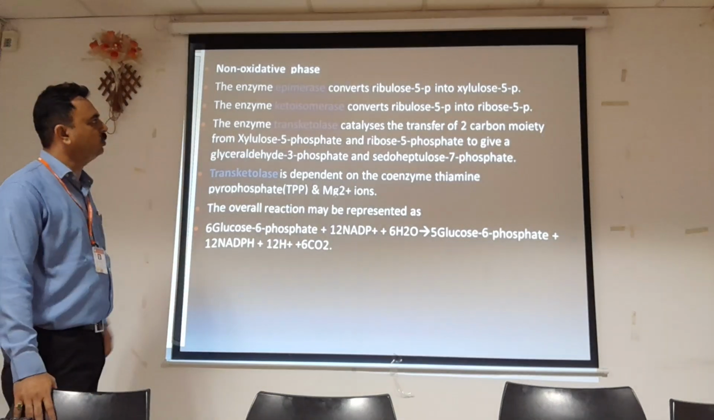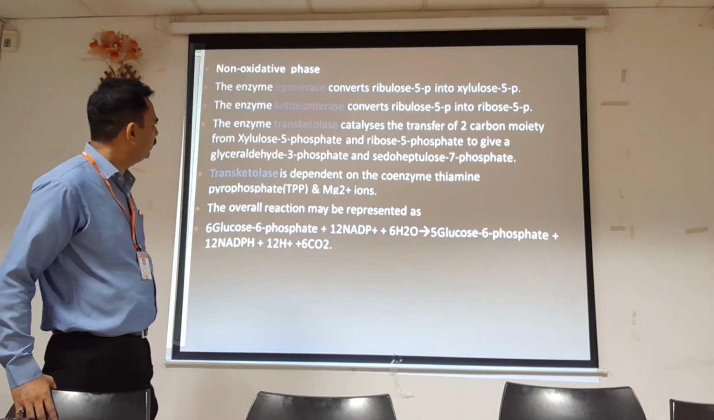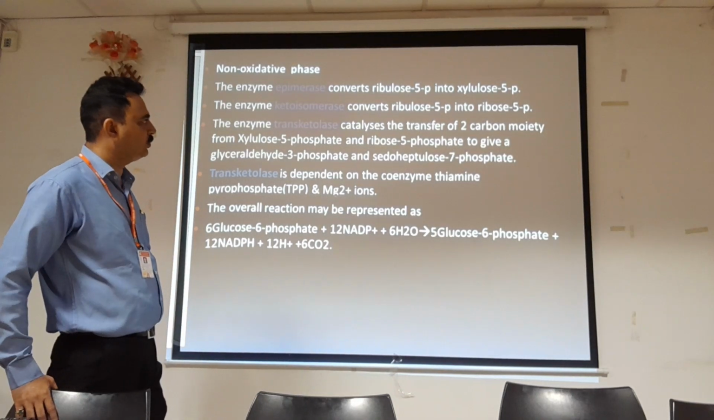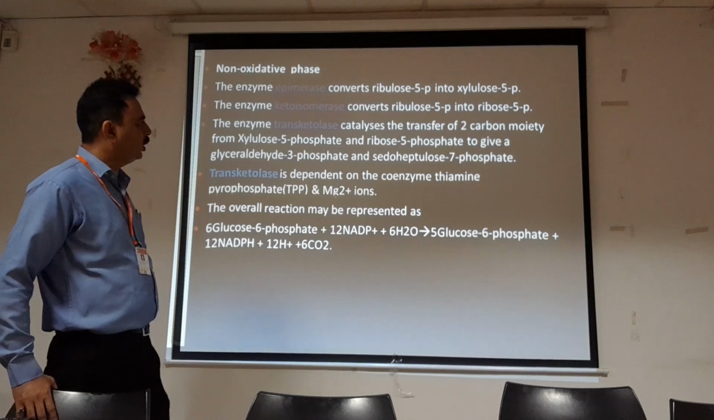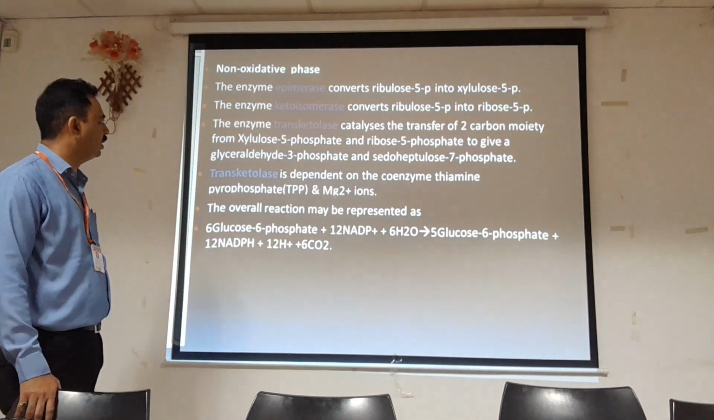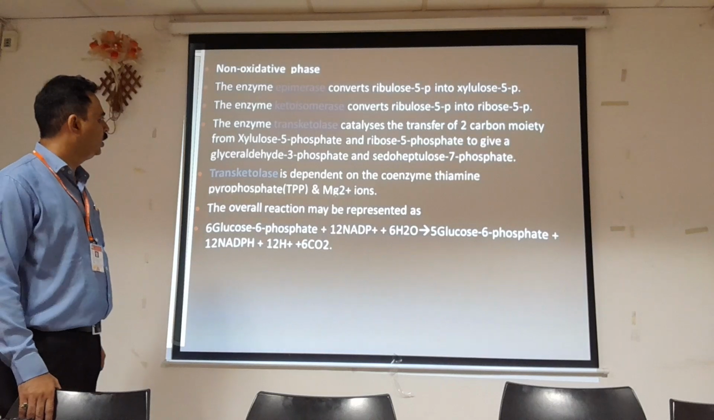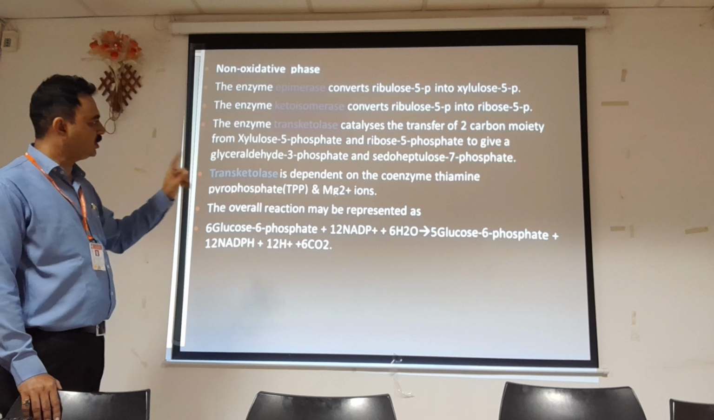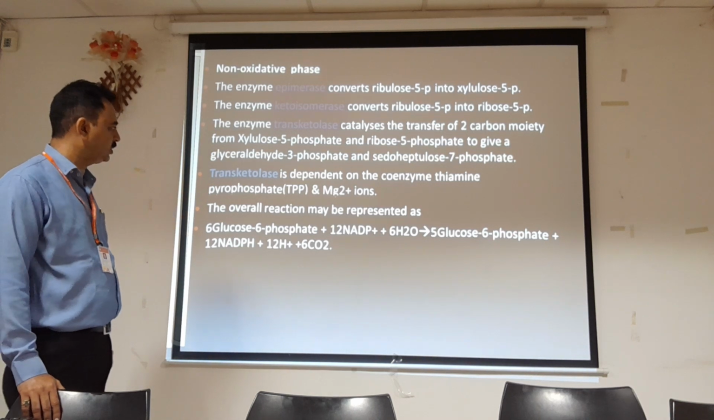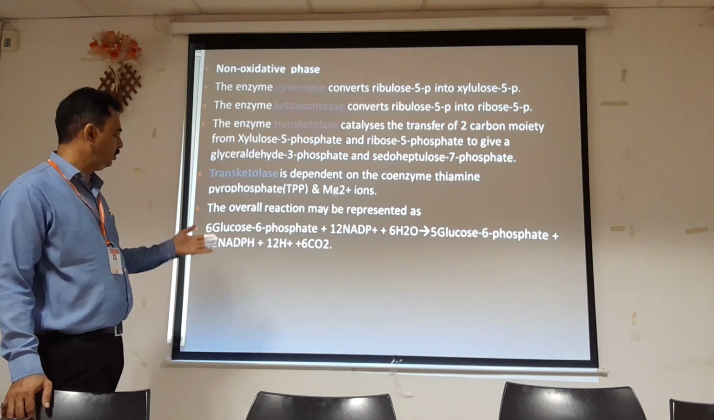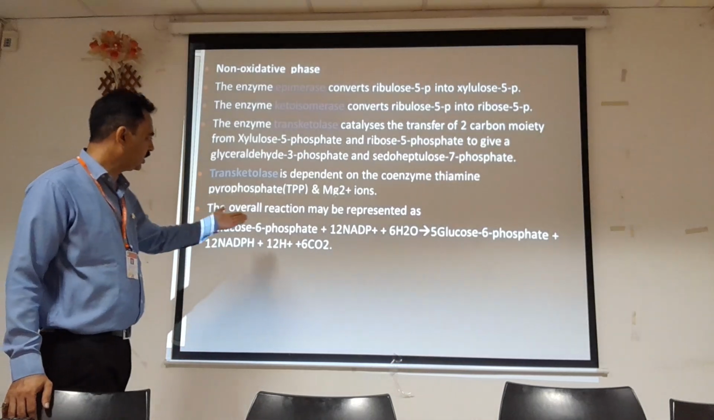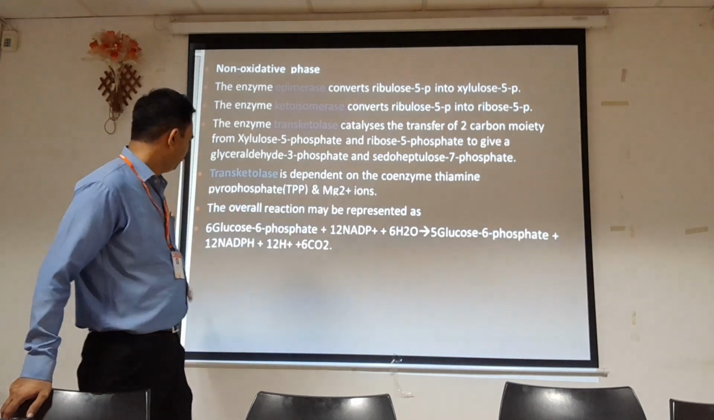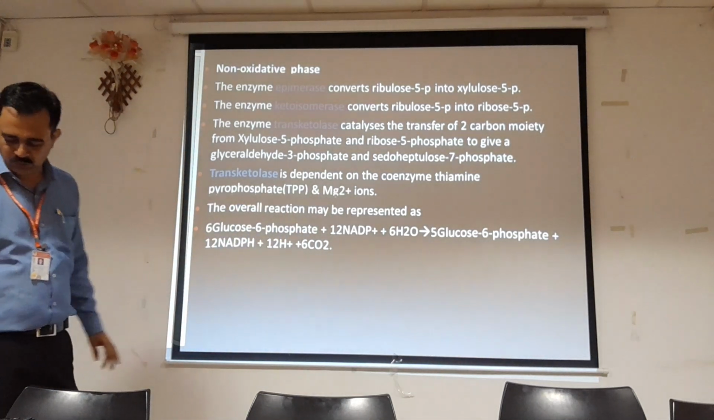The enzyme epimerase converts ribulose 5-phosphate into xylulose 5-phosphate. The enzyme ketoisomerase converts ribulose 5-phosphate into ribose 5-phosphate. The enzyme transketolase catalyzes the transfer of two carbon moieties from xylulose 5-phosphate and ribose 5-phosphate to give glyceraldehyde 3-phosphate and sedoheptulose 7-phosphate. Transketolase is dependent upon thiamine pyrophosphate, TPP, plus Mg2 plus ions. The overall reaction may be presented as 6 glucose 6-phosphate plus 12 NADP plus 6 H2O gives 5 glucose 6-phosphate plus 12 NADPH, 12 H plus and 6 CO2.